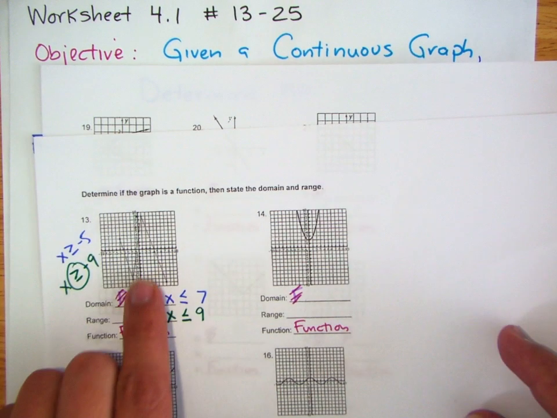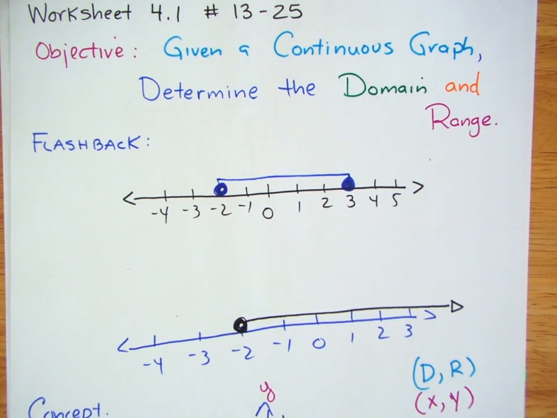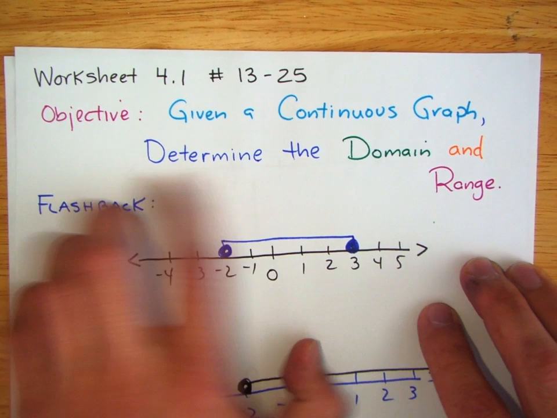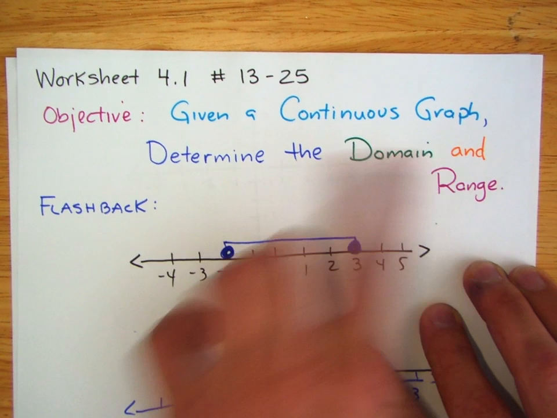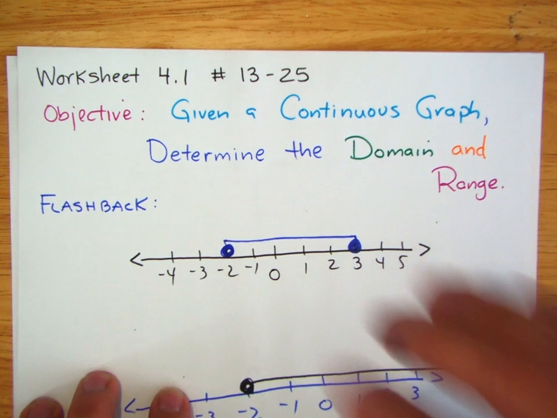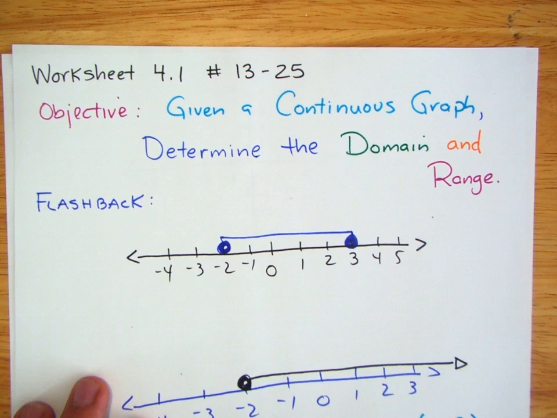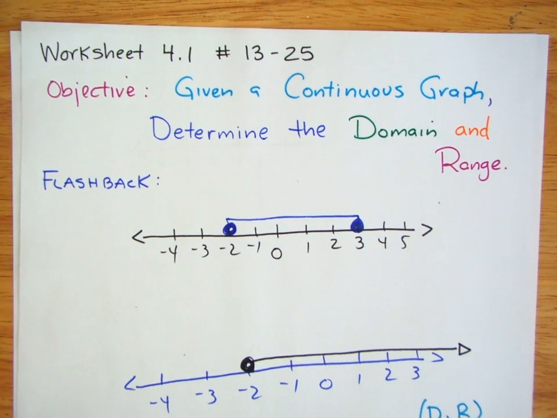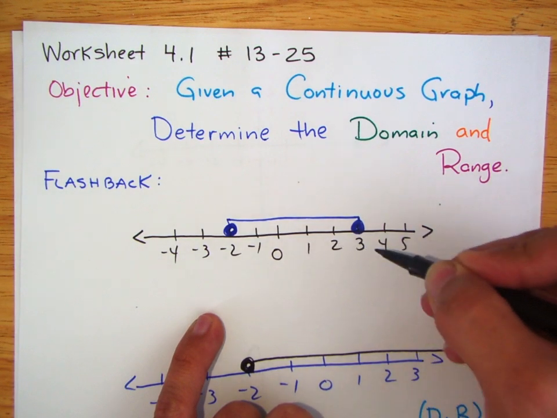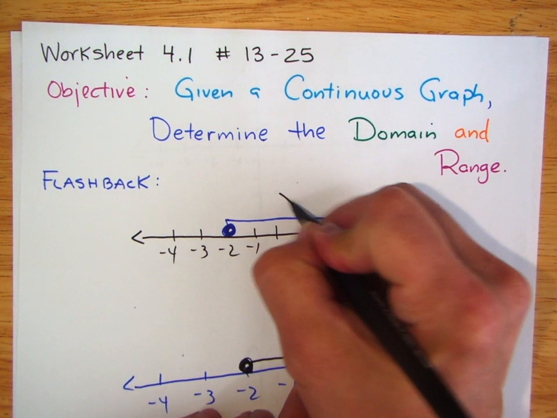So now we're going to determine the domain and range of these graphs. Again, the objective is, given a continuous graph, determine the domain and the range. So let's go back and remember what we did. What is the inequality for this line? If you notice, anything that's horizontal, usually it's the x. So that's why people use the x.